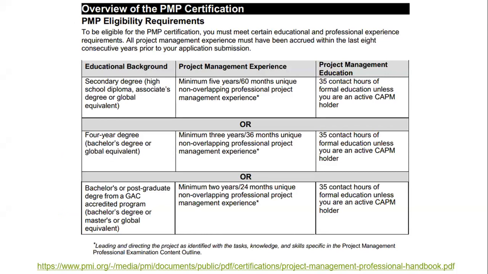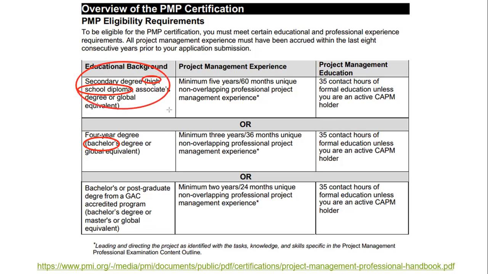Taking a look at this criteria, you can see either you have a high school diploma or you have a 4-year bachelor's degree or the equivalent. Could be a 3-year bachelor's degree. The key word is bachelor's. So you've either got a high school diploma, an associate's degree or global equivalent, or a bachelor's degree, I beg your pardon.